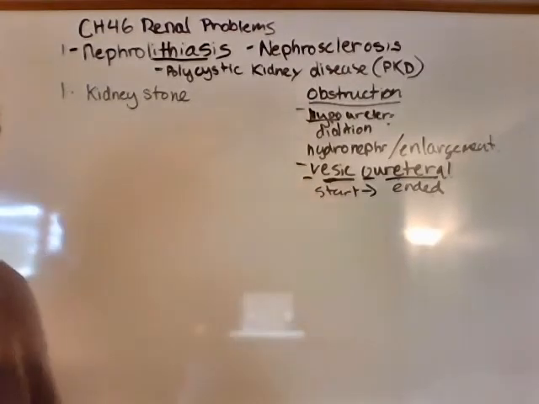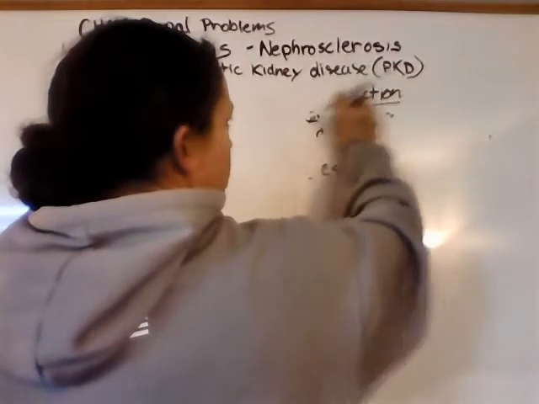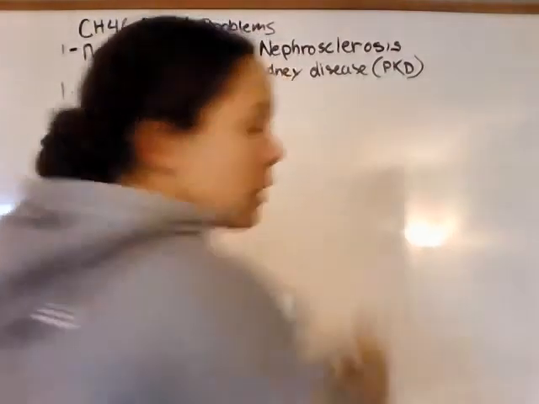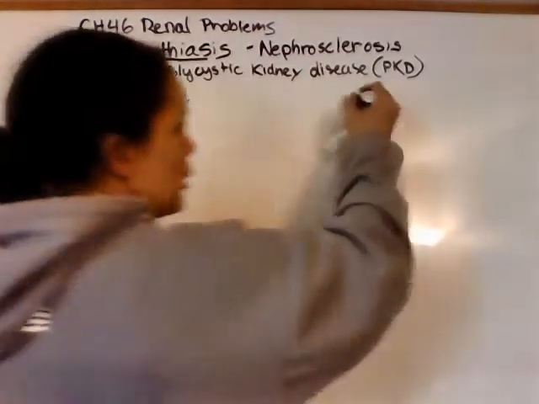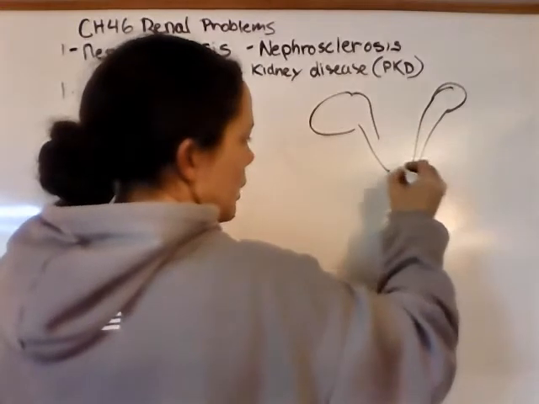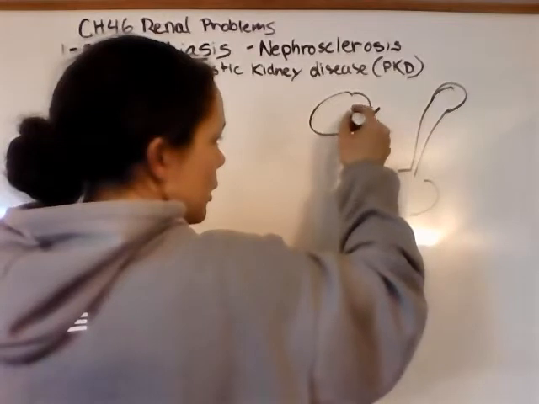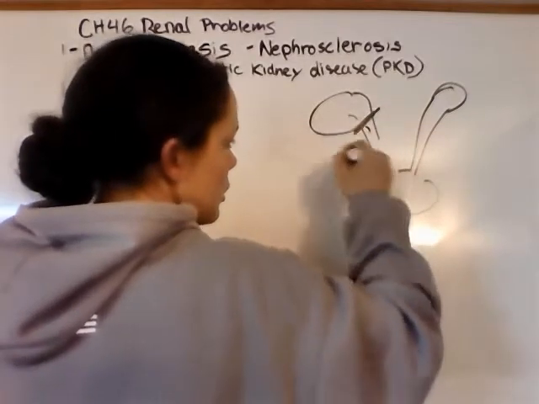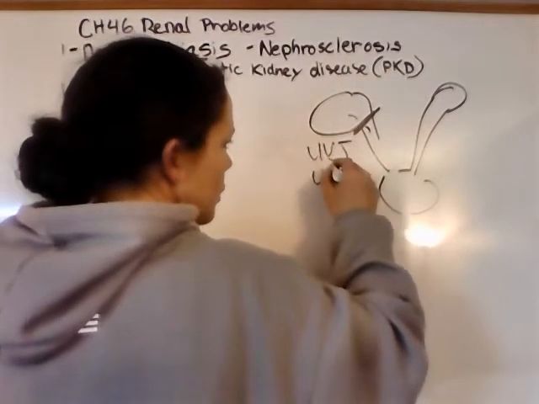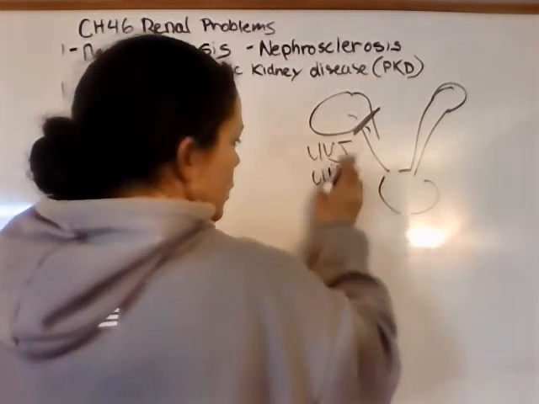So obstruction, any type of obstruction, big, small, all depends on the precipitant and where it's located. Generally, it's going to get stuck in your smaller places, your junctions, and you have two main areas that something would get trapped in. You've got your ureteropelvic junction, so you have a UPJ, and a vesicoureteral junction, UVJ.